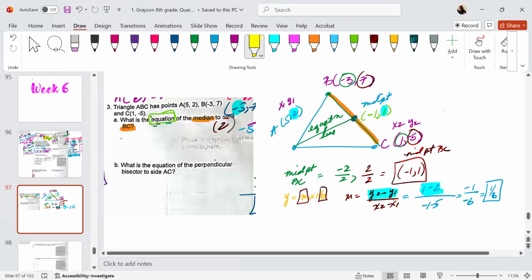Then X2 minus X1 is -1 minus 5. Do you see that? 1 minus 2 is a -1. 1 minus -5 is a -6. Double negative makes it a positive. So what's your slope?